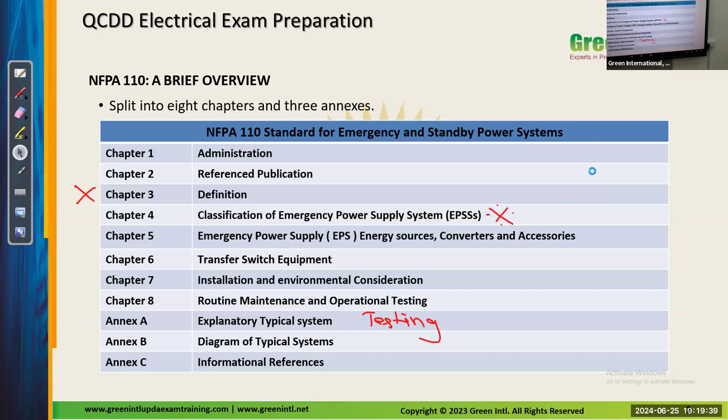Usually in other systems, for example NFPA 72, Chapter 14 is meant exclusively for inspection, testing, and maintenance. Here we have 8 chapters, and the inspection, testing, and maintenance table we refer to in Annex A.